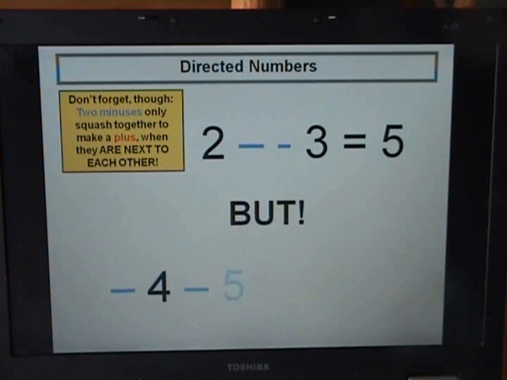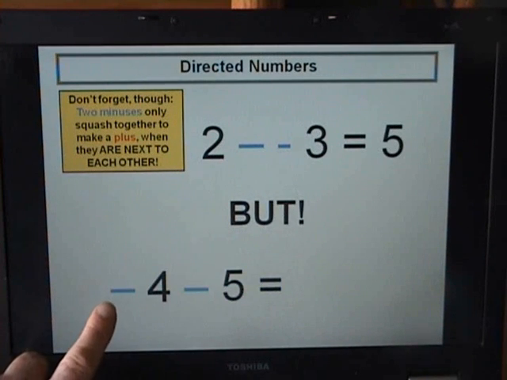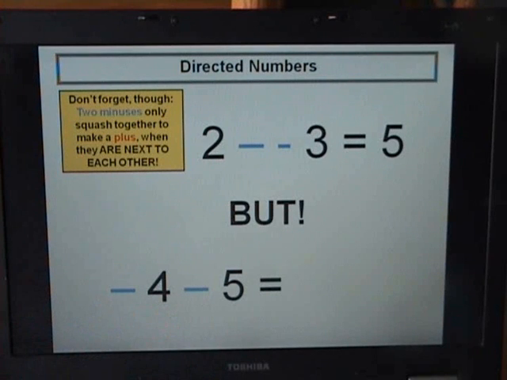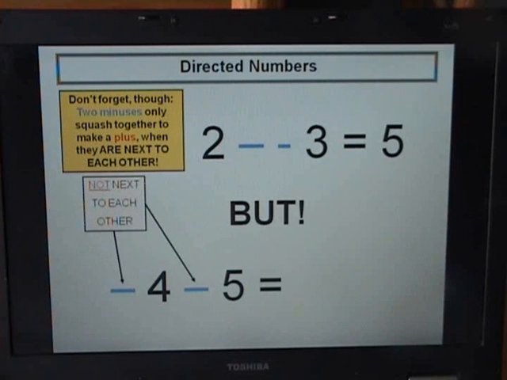But, and it's a big but, if you see minus 4 take away 5, or negative 4 take away 5, two minuses are not next to each other, so the squashing rules do not apply. This is taking 4, taking 5, the answer is taking 9.